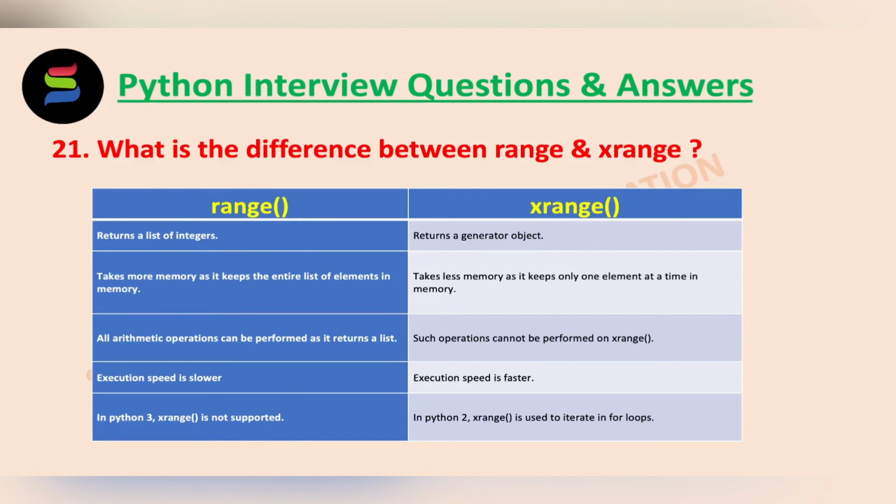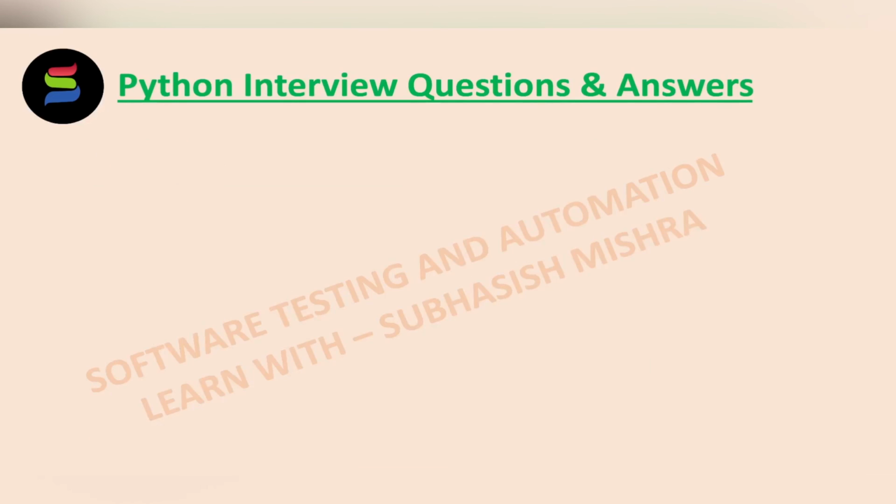It is because the range function in Python 3 is just a re-implementation of xrange function of Python 2. It actually works the same way as xrange works. Okay, so that is the major difference between your range function and xrange function. We will move to the next question.